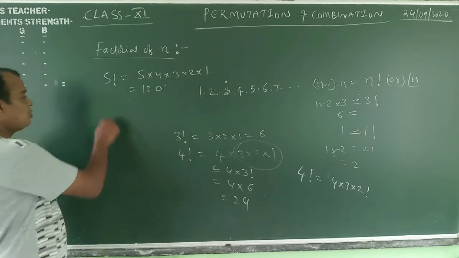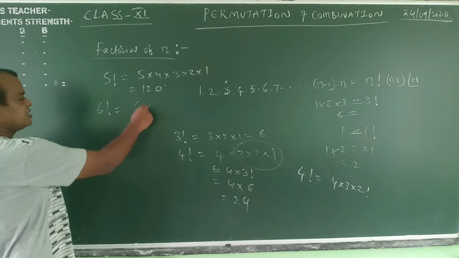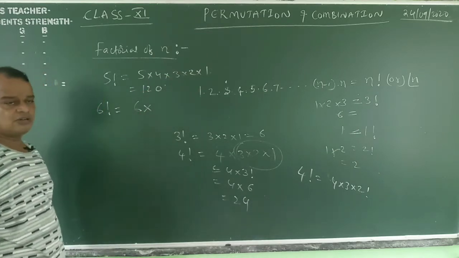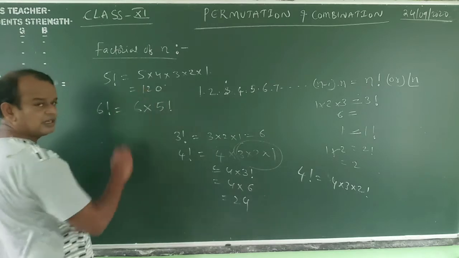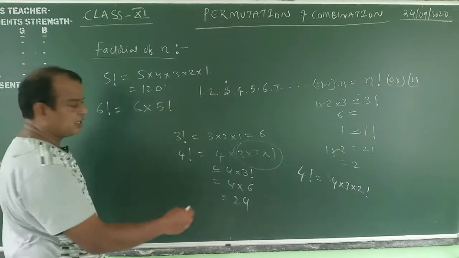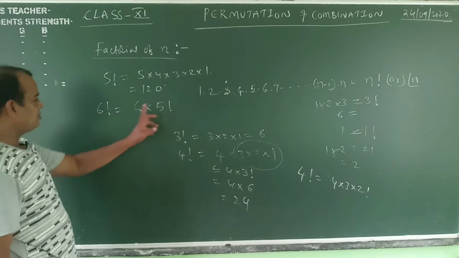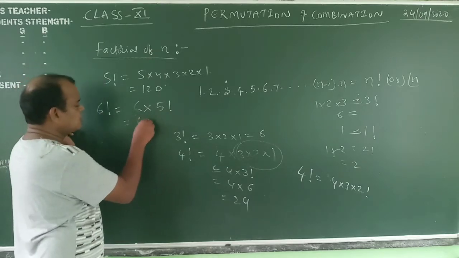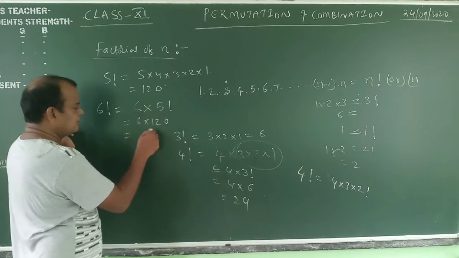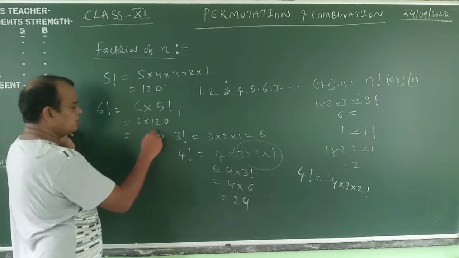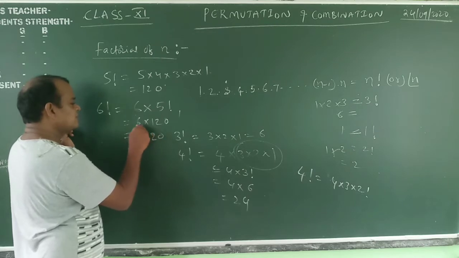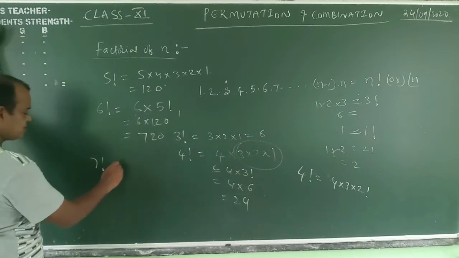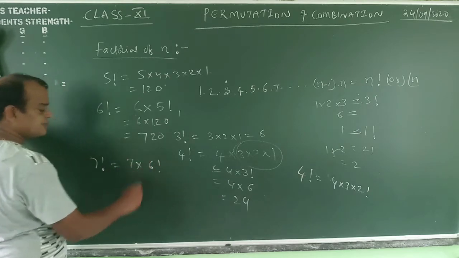6 factorial. How to write 6 factorial? 6 factorial means 6 into the product of natural numbers from 6 to 1. You can write 6 into 5 factorial, no problem at all, since 5 factorial means 5 to 1. So 6 into 5 factorial is exactly 6 factorial. Therefore 6 into 120: 6 zeros are 0, 6 twos are 12, 6 ones are 6 plus 1, how much? 720.